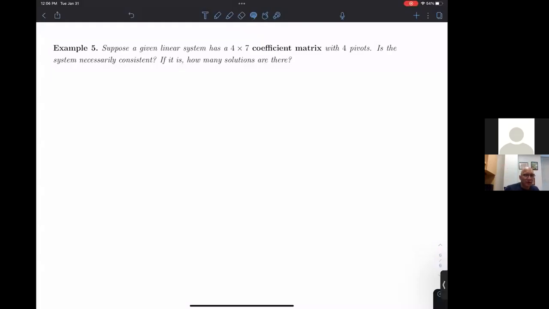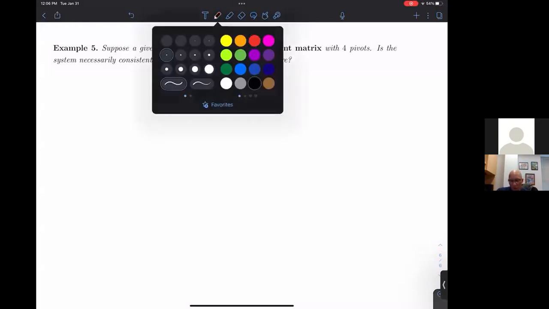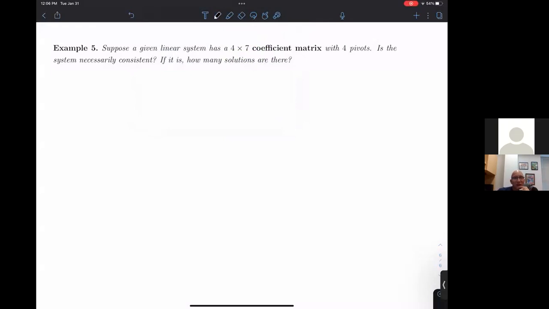Hey folks, so this is example 5 from the section 1.2 notes. I asked you to think about this on your own, and I will go through my solution or my thought process here. So the question was, given a linear system, it has a 4x7 coefficient matrix with 4 pivots.